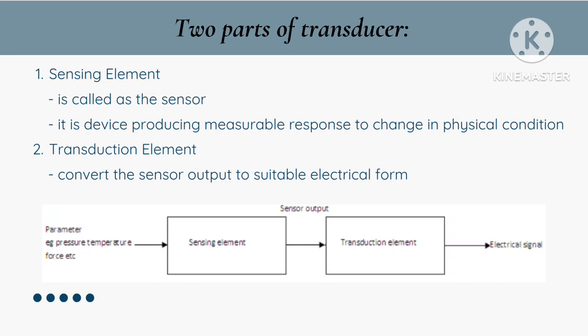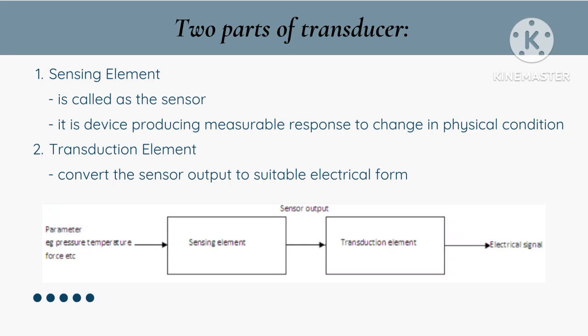For the second part, we have the transduction element. The transduction element converts the sensor output to a suitable electrical form. After the sensor has done its job, it picks up the physical signal and gives us an output. But that output isn't always in a form you can use directly. That's where the transduction element steps in. Its job is to take the sensor's response and convert it into a proper electrical signal. This often involves amplifying or conditioning the signal so it's easier to process.